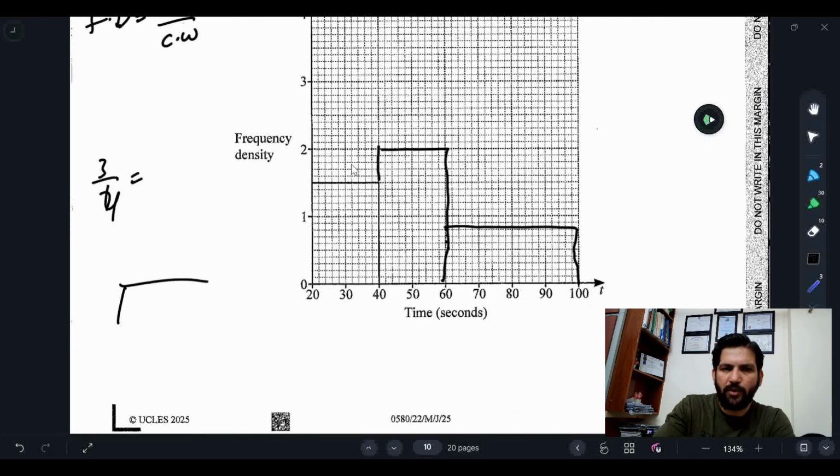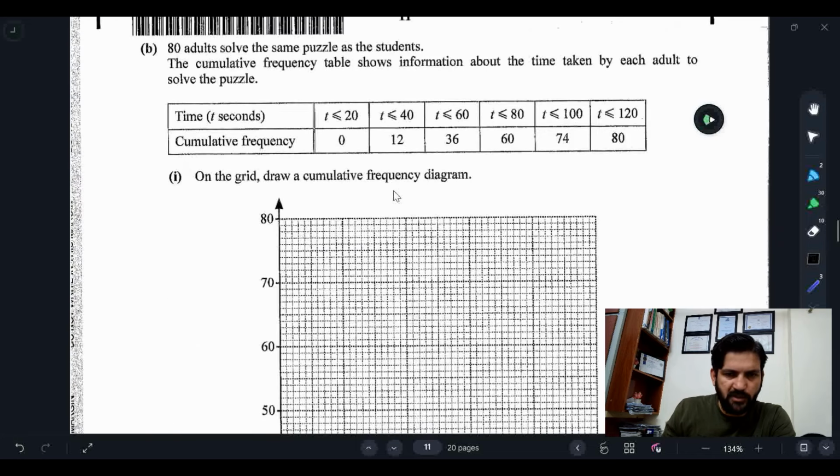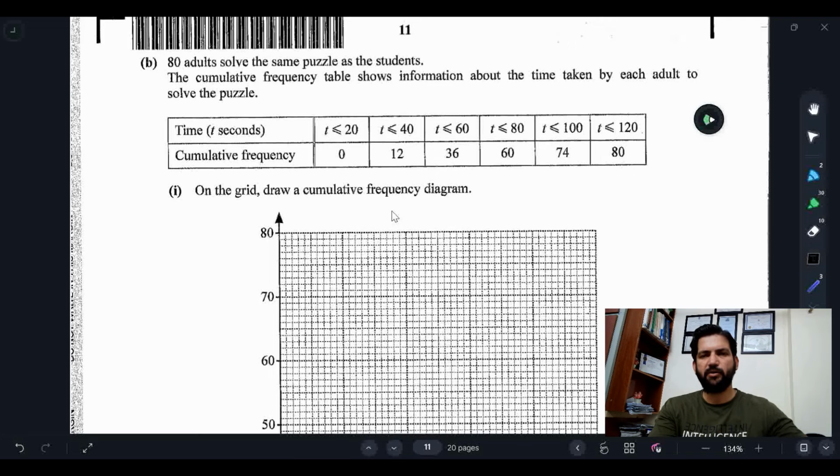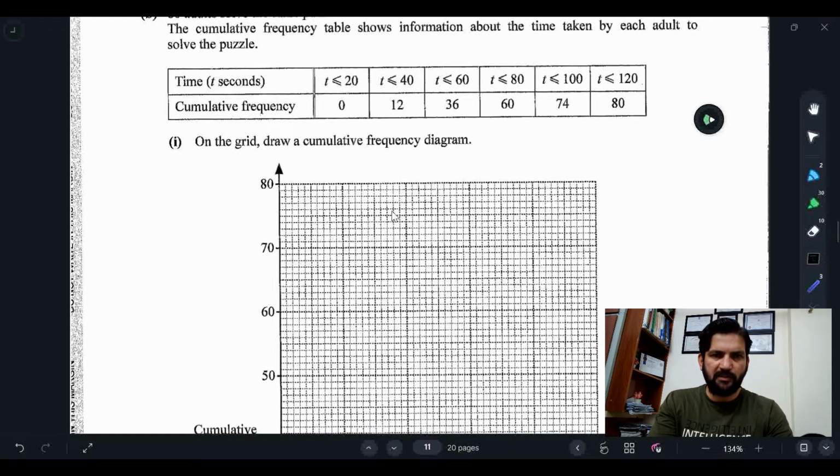Now let's see how we can say that 3 by 4 is 0.75. We can just use basic division: this will be 3, this will be 4, just 0.0 over here. 7 4s are 28, so we have 2 remainder. Just use another 0 over here, so 0.75. You can simplify these numbers using basic division. Let's move to part B.